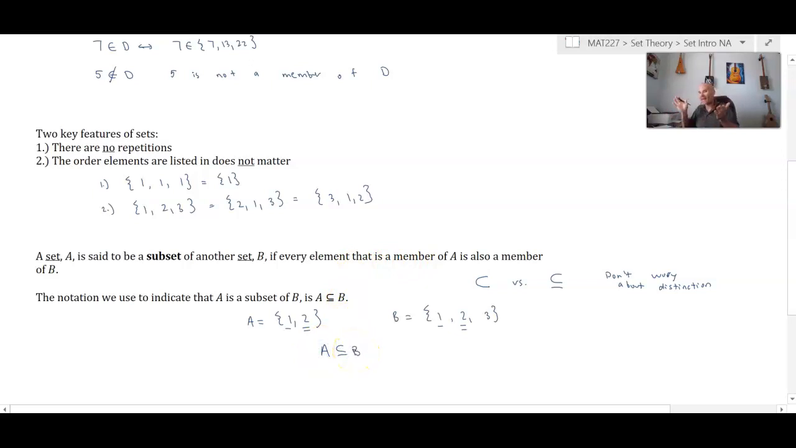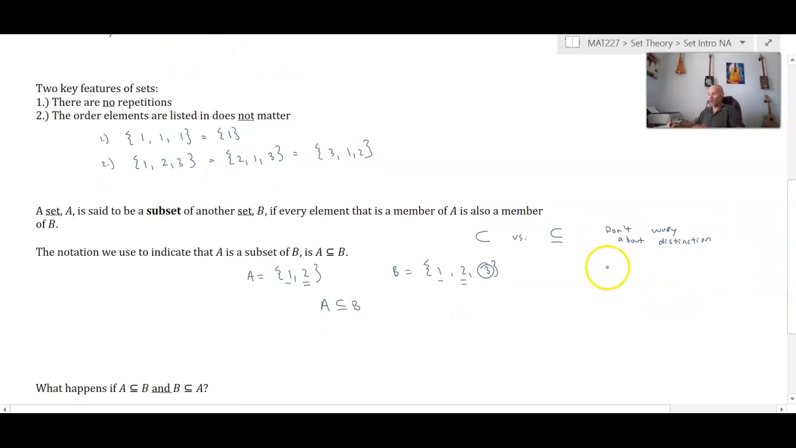So in a way, it's kind of like less than or equal to. B contains all the elements that A does. So B is like greater than or equal to A, right? It possibly contains more. Like, for example, it contains a 3 here, which is more than A. So A is less than or equal to it. And that's how you have to compare them. We use the word subset instead of less than or equal to. But I want you to see that connection there.